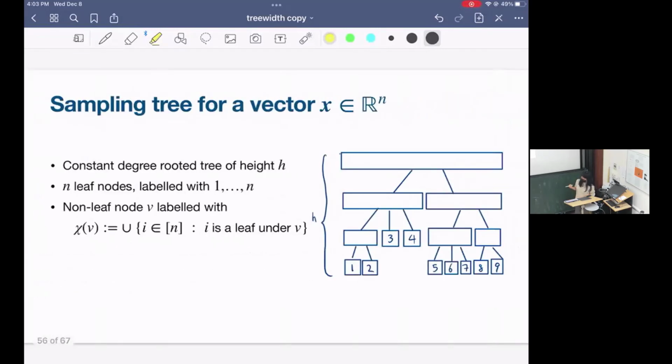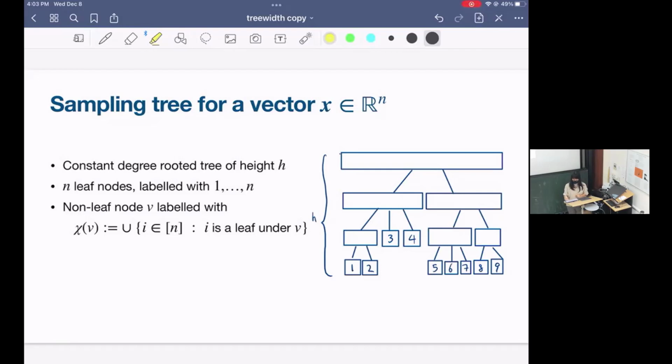Okay, so we need to define the sampling tree, which helps you to sample a coordinate of your vector x. Basically, this is going to be a constant degree tree of height h, and we have n leaves labeled 1 to n. They correspond to the entries of this vector x. At every non-leaf node, you label it with all the labels of the leaves in your subtree. So you start off with something corresponding to the entire vector, and you partition the current subvector at every node down to the leaves.